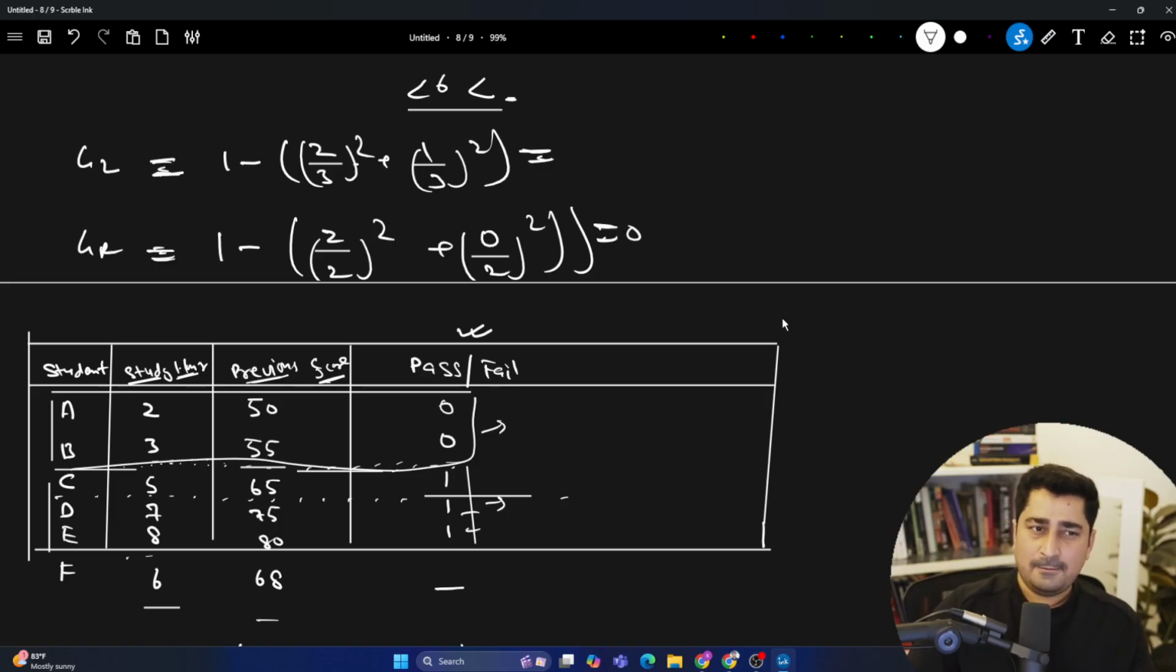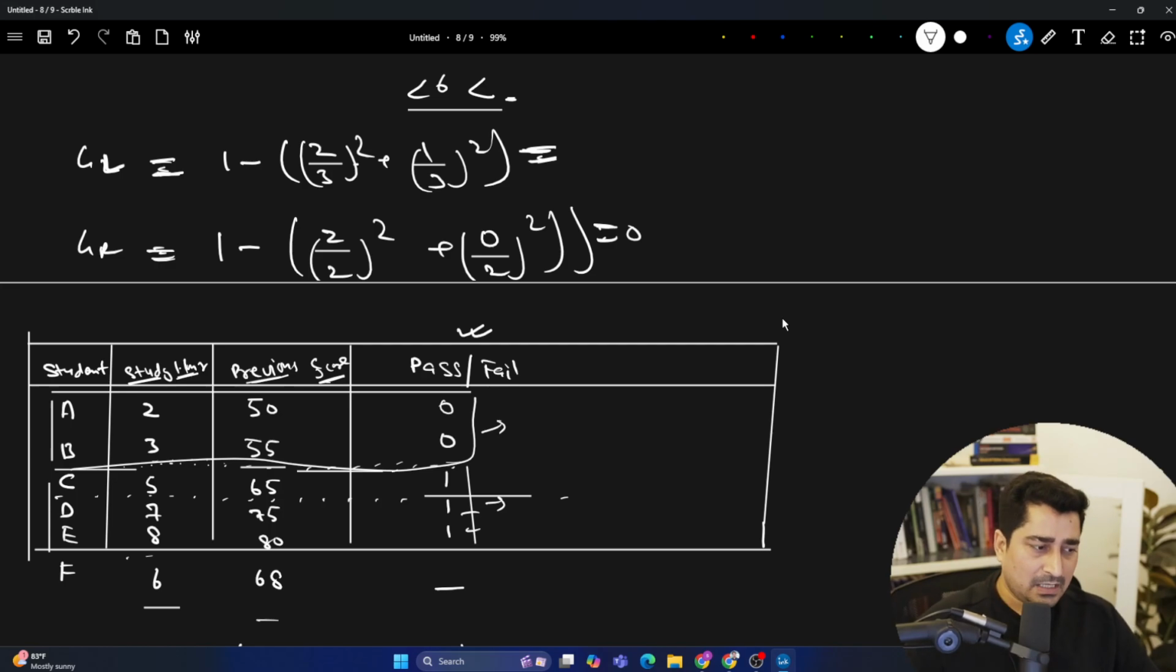So here I can try to split the data even where study hour equals maybe 7, right? At 7 also I can try to split the data, and then I can try to calculate a Gini. Can anyone give me the Gini at the 6 split, left-hand side? So 1 minus (2/3)² plus (1/3)². So this is going to be some number obviously.